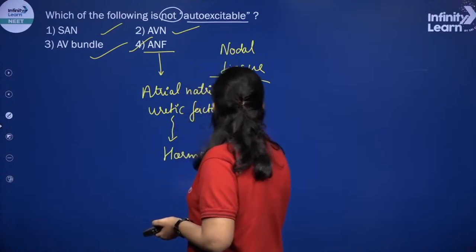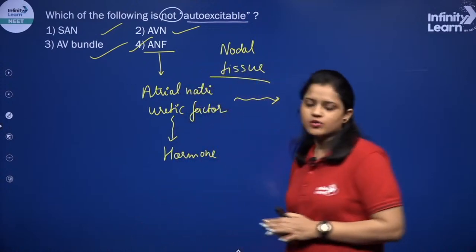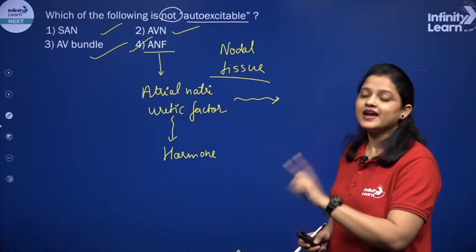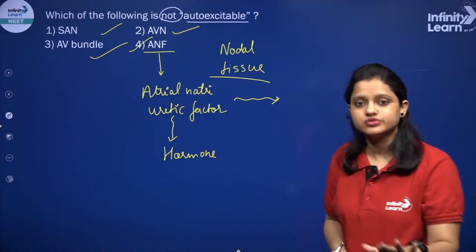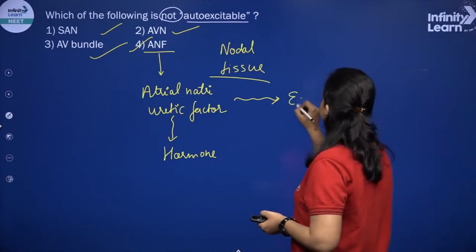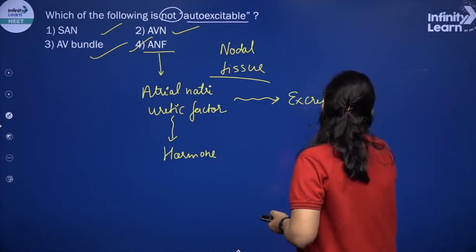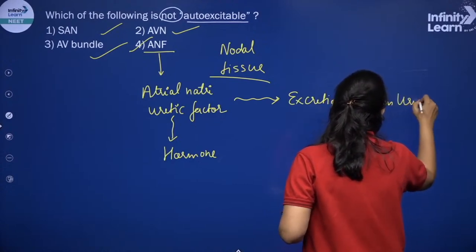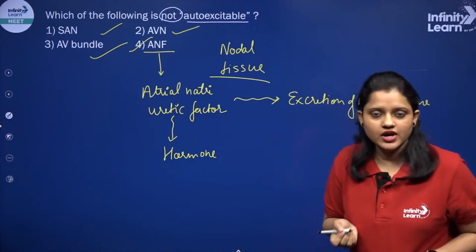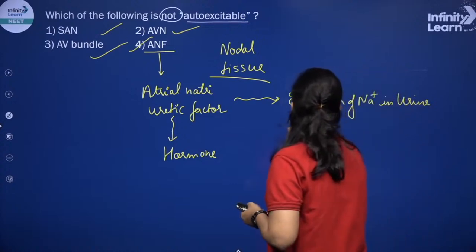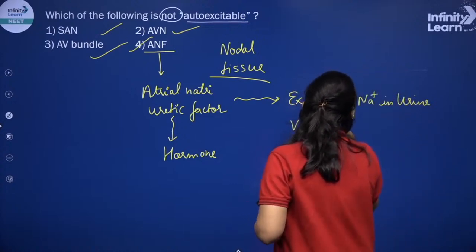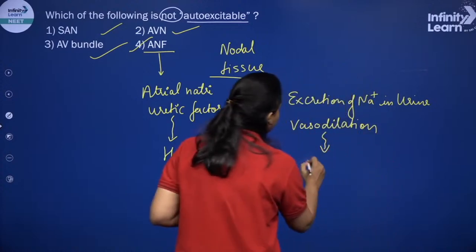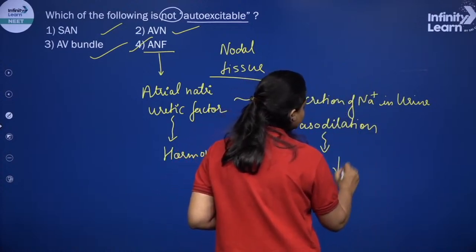right? And what will this hormone cause? This hormone will cause, as the name suggests, natriuresis. It will cause excretion of sodium in urine. Also, it will cause vasodilation. Vasodilation. And ultimately, the blood pressure will reduce.